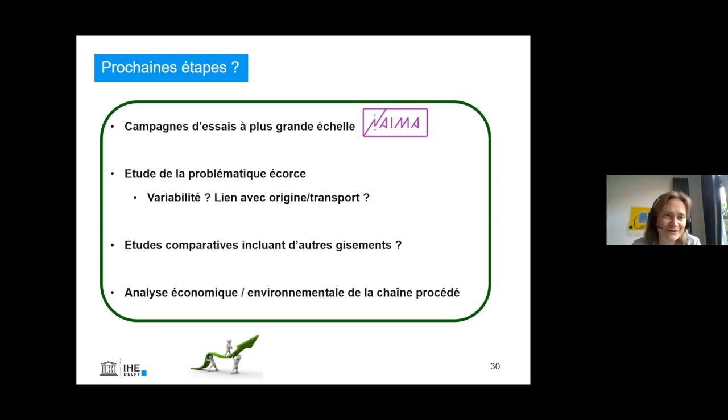And maybe in the longer term, the bark question, and I've seen with the previous presentations, maybe we should raise the question of the relationship with the origin, transport in water, time spent in water. It would be interesting to do comparative studies with other sources, other species, other situations. Necessarily, it would be very important to carry out the economic and environmental analysis of the entire process chain to see how it could be applied.